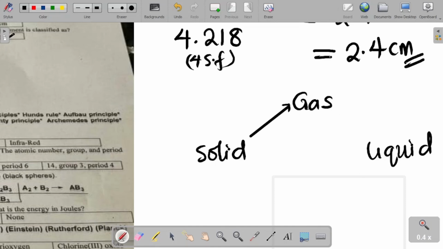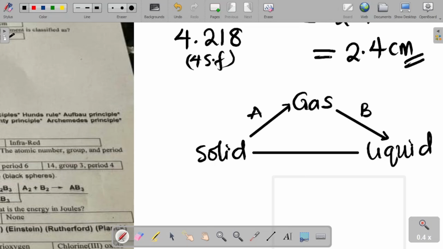Gas to liquid is B. So you have this, and then liquid to solid is there. So this is A, this is B. So the B you're asked for is simply from gas to liquid. All right. When gas changes to liquid, what's it called? It's called condensation. All right.